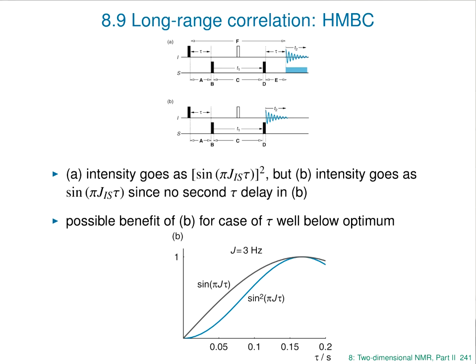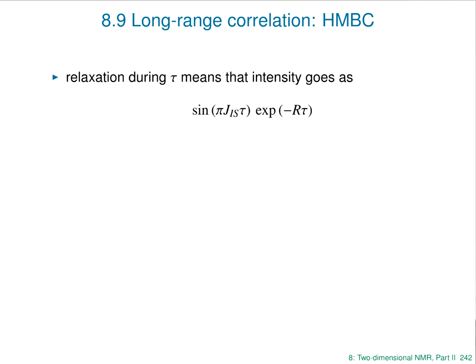And there's also another reason for doing that: you need to remember that during these delays you'll get relaxation. This relaxation will be rather small if the delay is a millisecond or two, which you might have for a one-bond correlation spectrum. But if you're correlating through long-range couplings, this delay could be tens or maybe even 100 milliseconds, and you'll get a lot of relaxation. So that's another reason to use the experiment where you only have one tau delay rather than two. It also helps to realize that the intensity will go as sine pi J tau, but there'll also be a relaxation damping term, e to the minus R tau, which we haven't really accounted for.